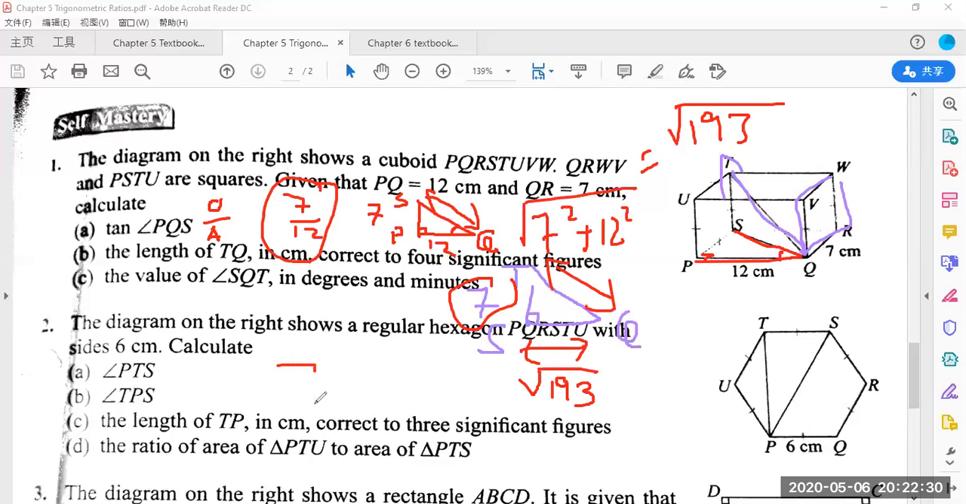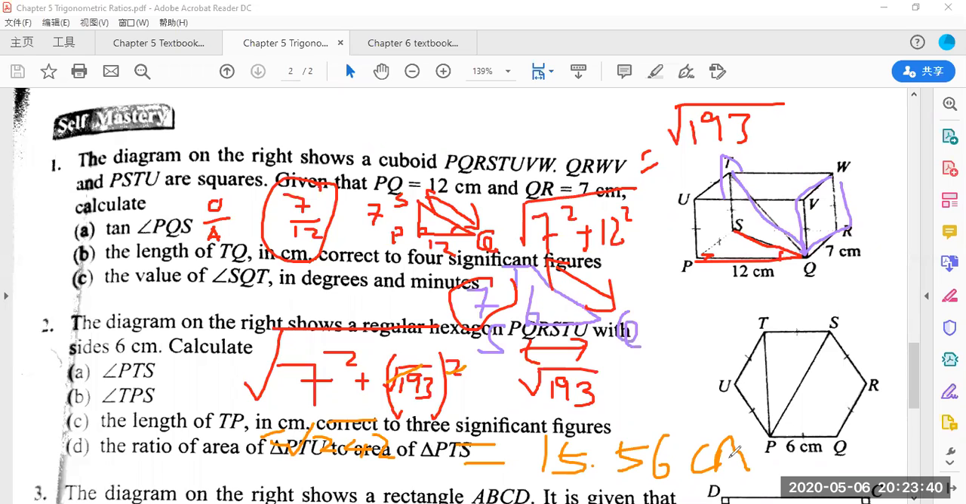TQ is the square root of 193 squared plus 7 squared. We cancel off the square root and the square. So 7 squared is 49 plus 193, so 242. Then we need to change into 4 significant figures, so the answer is 15.56 cm.